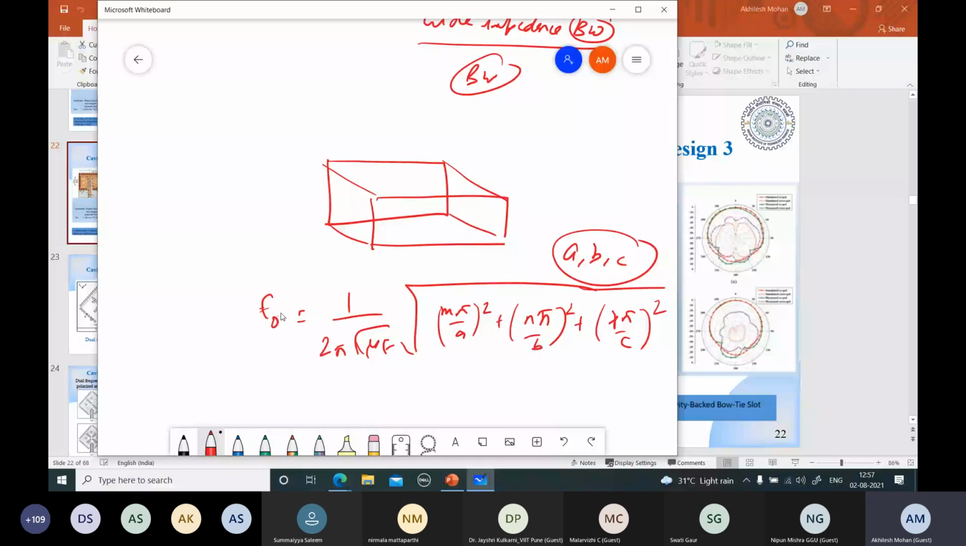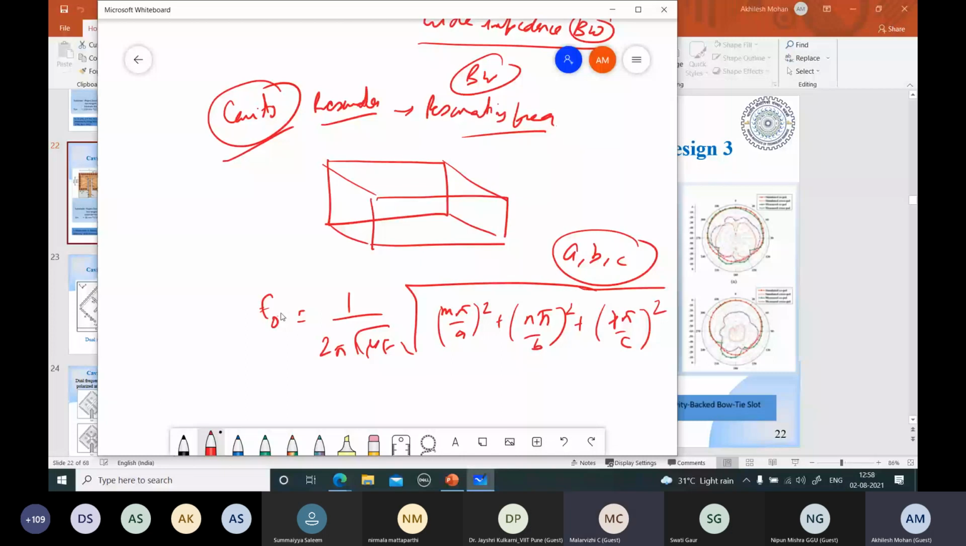In the rectangular cavity, generally taught in BTech, we have cavity resonators. In cavity resonators, we have different resonating frequencies. So it will resonate at different frequencies, f naught of m n p. You choose m, n, p accordingly, as we have taken TE110. Substitute in this, and you will get one frequency.